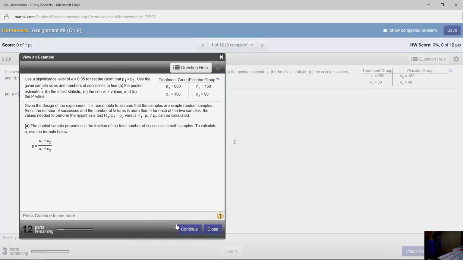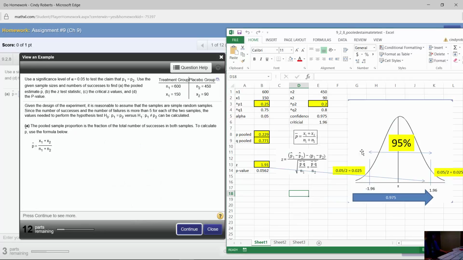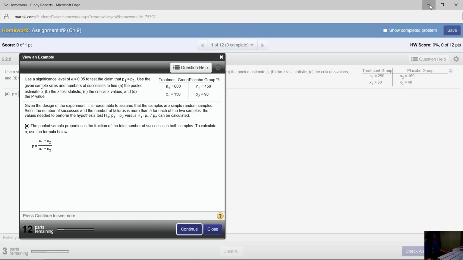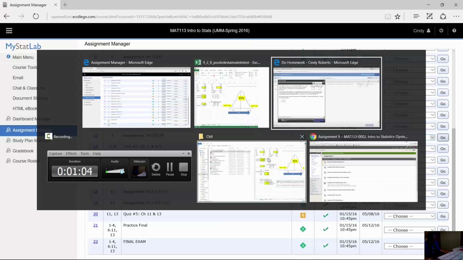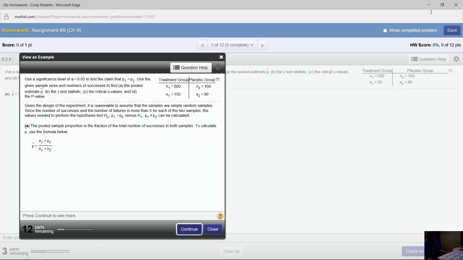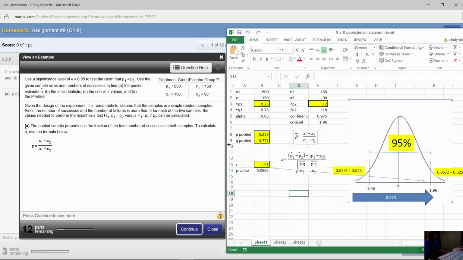So what I want to do is walk through this example and then jump back and forth to Excel. Unfortunately, I was trying to get it where I don't have to keep flipping back and forth, but when I minimize that, it goes away. All right, so basically this is the formula for the pooled sample proportion.